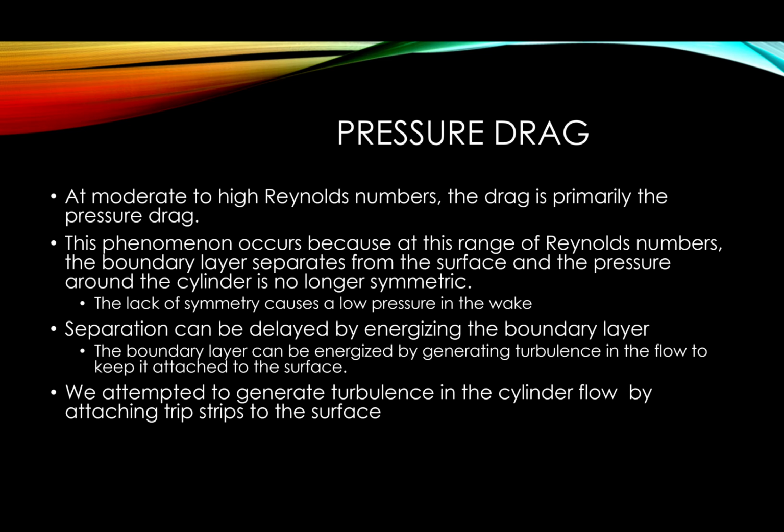At moderate to high Reynolds numbers, the drag is primarily the pressure drag. This phenomenon occurs because in this range of Reynolds numbers, the boundary layer separates from the surface, and the pressure around the cylinder is no longer symmetric. The lack of symmetry causes a low pressure in the wake. Separation can be delayed by energizing the boundary layer. The boundary layer can be energized by generating turbulence in the flow to keep it attached to the surface. We attempted to generate turbulence in the cylinder flow by attaching trip strips to the surface.